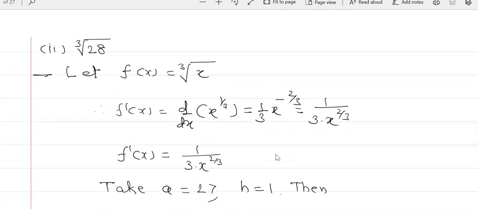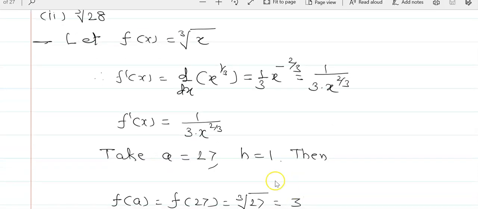And now this is the problem. That is the cubic root of 28, cubic root of x. This is the function. We find its derivative: f dash of x is 1 upon 3 into x raised to 2 upon 3. A is 27, h is equal to 1. We can find the cubic root of 27, its nearest value.